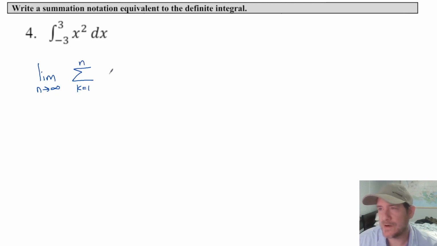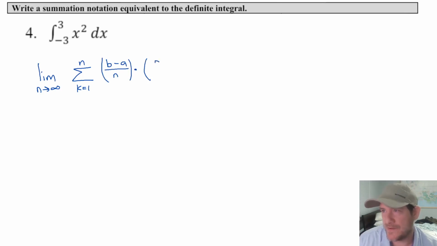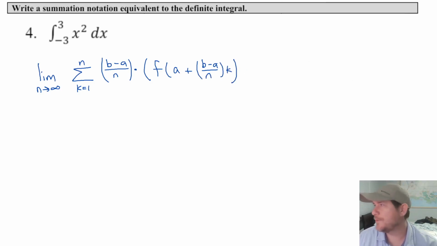Then we want our, well, I'll just write out the formula again. b minus a over n will give us our delta x. Then we want to multiply that by the function that we are given, in this case x squared, evaluated at a plus delta x, which is b minus a over n multiplied by k. So this is sort of the general formula that we want to do every single time.